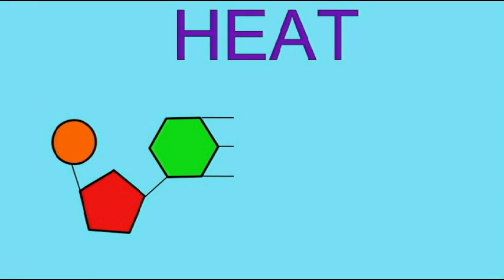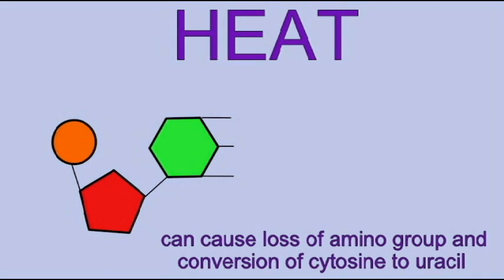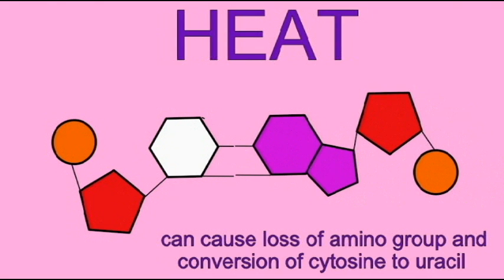Heat can cause deamination, the loss of an amino group, and this could convert a cytosine nucleotide to that of uracil. Uracil would bind to adenine rather than guanine, and this would then cause a mutation.